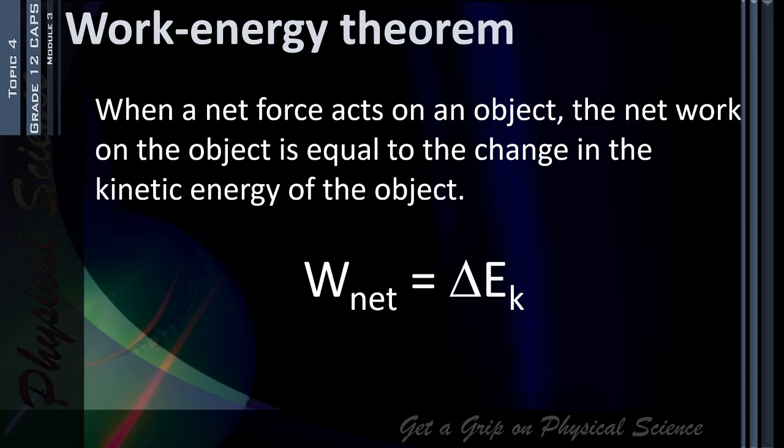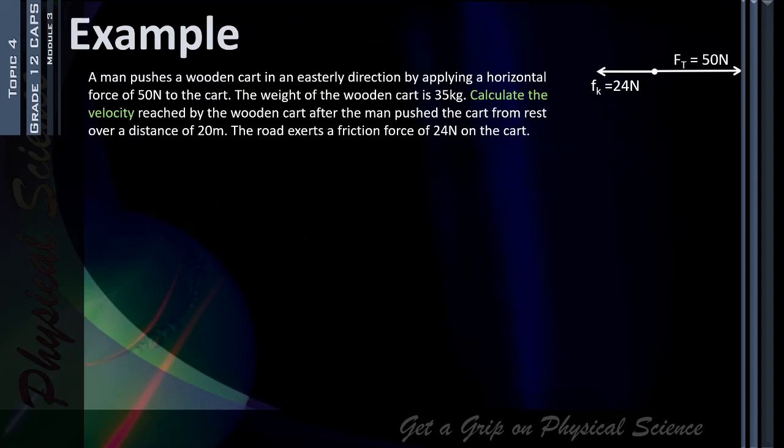Let's apply this theorem to an example. A man pushes a wooden cart in an easterly direction by applying a horizontal force of 50 Newton to the cart. The mass of the wooden cart is 35 kilograms. Calculate the velocity reached by the wooden cart after the man pushed the cart from rest over a distance of 20 meters. The road exerts a friction force of 24 Newton on the cart.